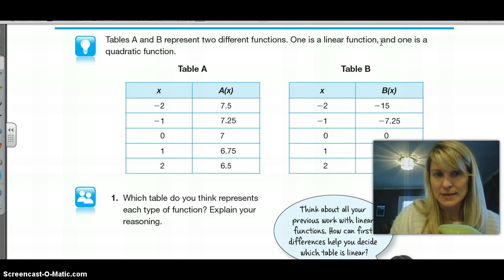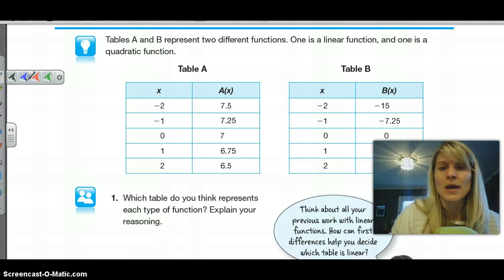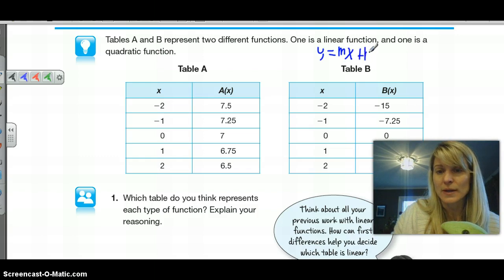A linear function makes a line, and a quadratic function makes a U, either up if it's positive or down if it's negative. Okay? And one thing we need to remember about linear functions is, it's y equals mx plus b. And we need to remember that m means the slope or the rate. So in order for it to make a line, it has to rise and run or fall and run at the same amount every single time.